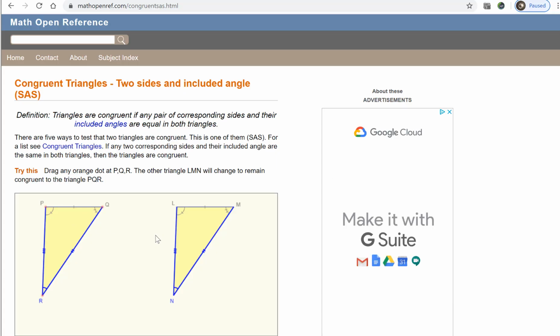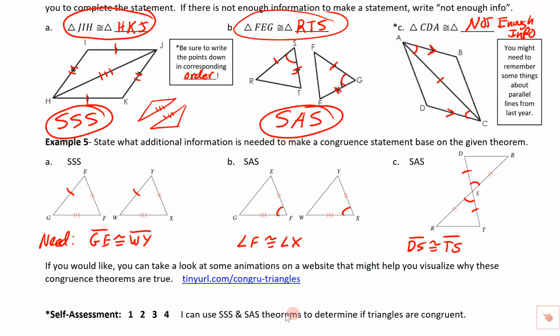Okay, good resource there. I'm going to come back over here to this. Again, do the self-assessment there, and then good luck on the assignment.